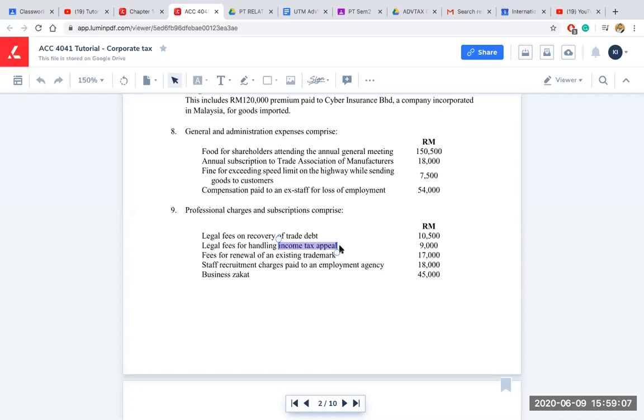Okay, even for tax submission pun, compliance now ada restriction kan, maximum I think now is 15,000 kot. Yang terbaru is 15,000. But for 2019, how much is the tax filing fees berapa?